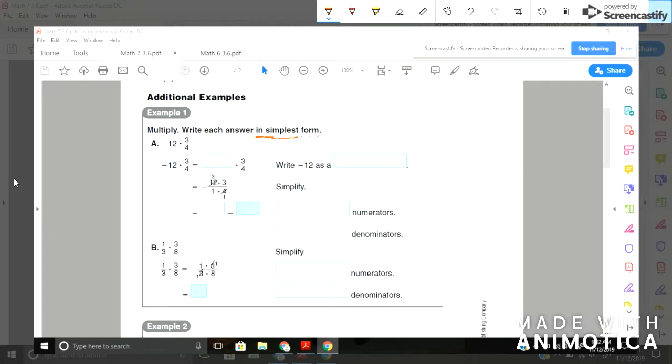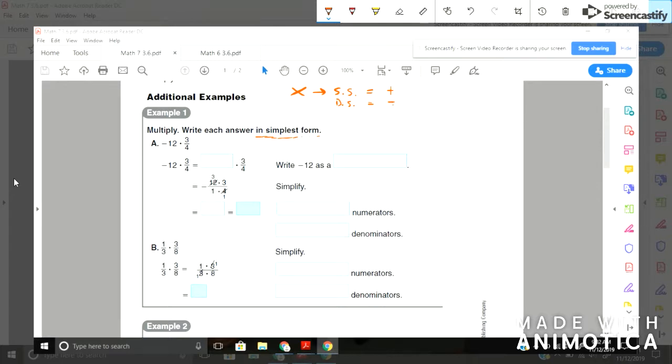Another few important things I'll point out to remember when we're working with multiplying. Remember our integer rules: same sign equals a positive answer, different sign equals a negative answer. So here I've got a negative 12 times a positive 3/4. We have different signs, so in the end my answer should be negative.